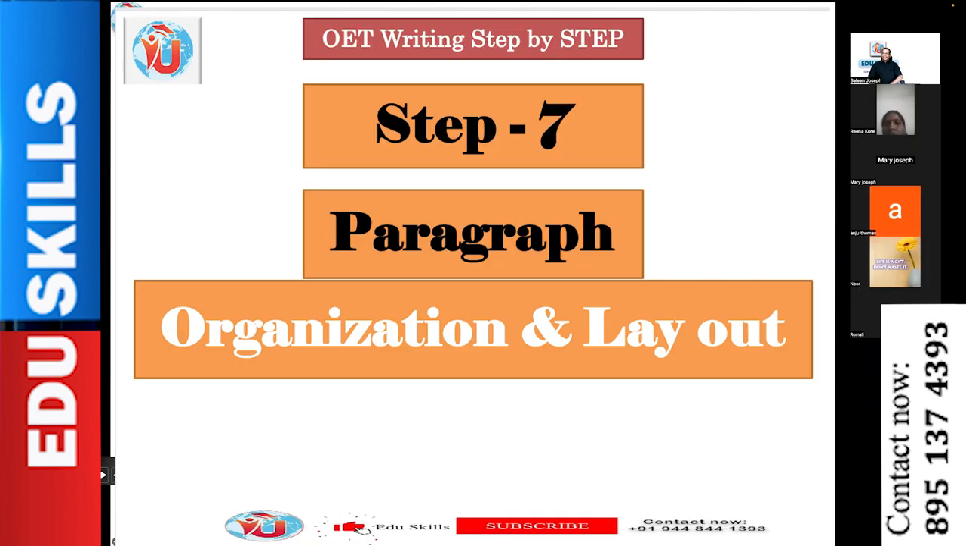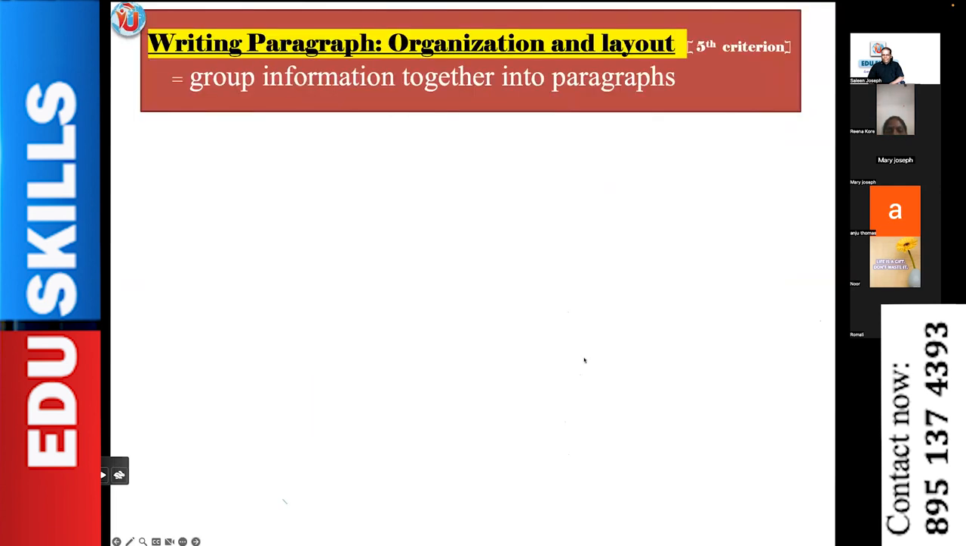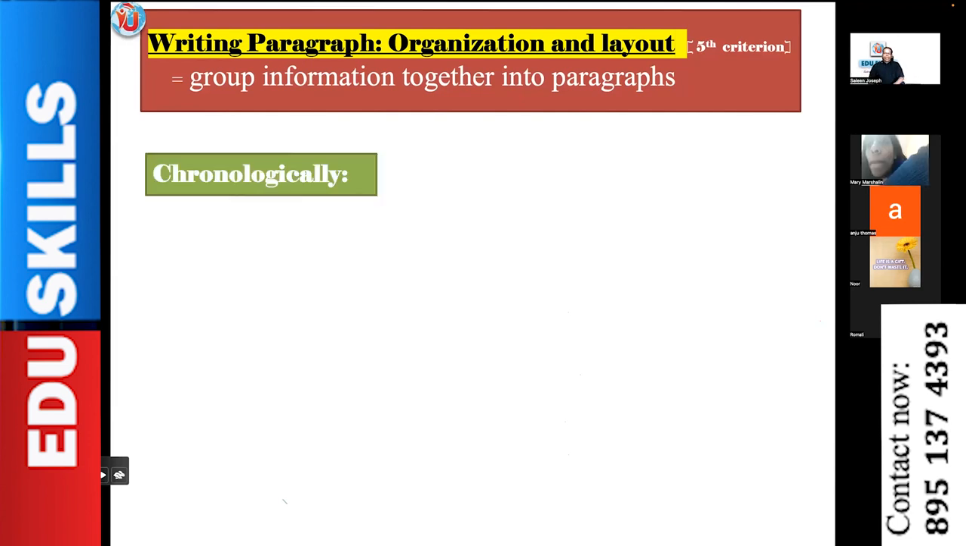Writing paragraph, organization and layout, is one of the 5th criteria, assessment criteria, if you remember. That also I have explained in the previous session: how to write a paragraph or organize the paragraphs chronologically or thematically. Group information together into paragraphs. Already you have the information in simple sentences, compound sentences, and complex sentences. Now you have to group them, put them together into a cohesive paragraph.